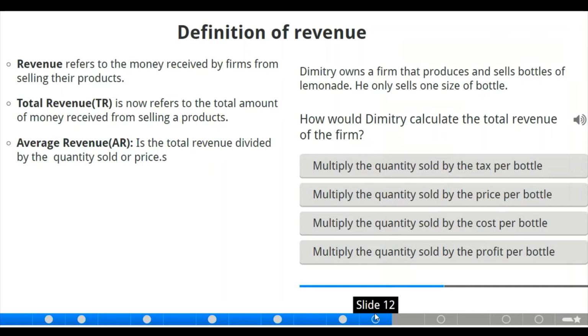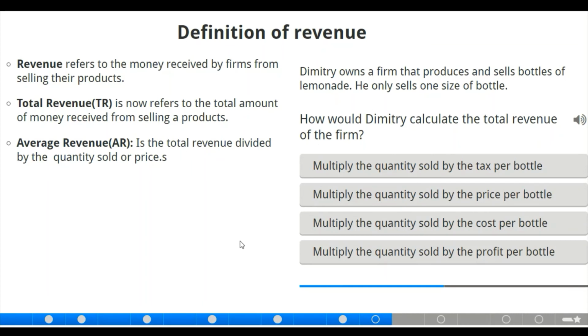Now we move to the next slide. We also have the definition of revenue here. What do we mean by revenue? Revenue refers to the money received by firms from selling their products. That is the money they receive from selling their output produced. Now we also have the total revenue and average revenue. Total revenue refers to the total amount of money received from selling a product. Our total revenue will be the quantity produced multiplied by the price of the commodity. Now we have the average revenue here also, which is the total revenue divided by the quantity sold, or price.